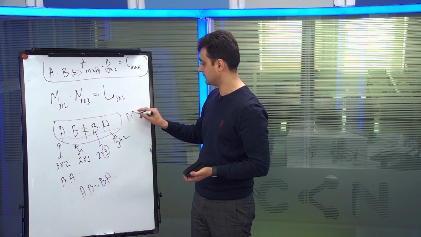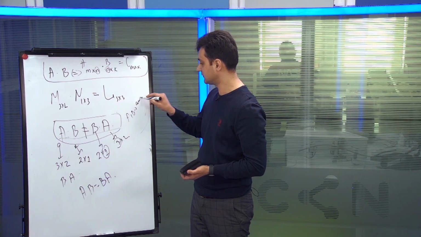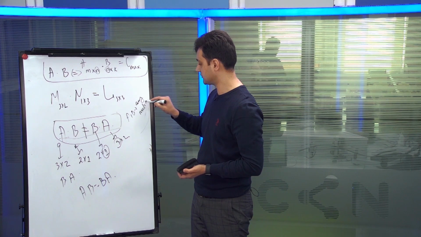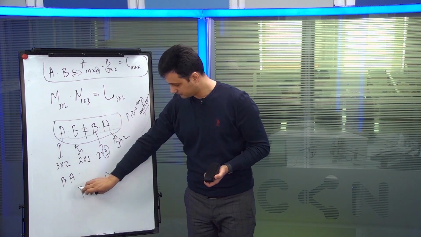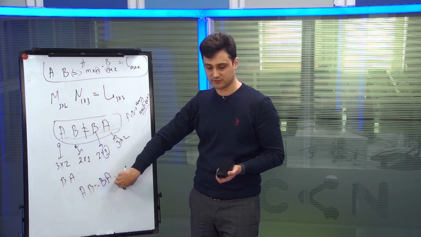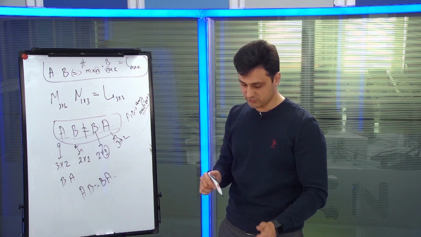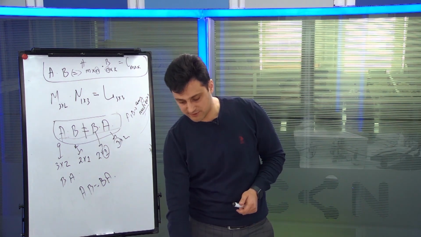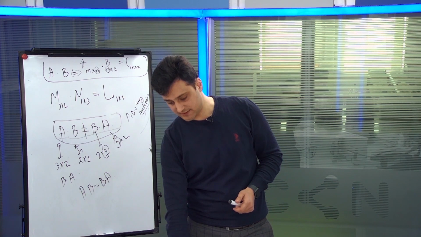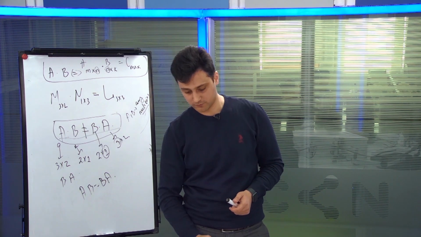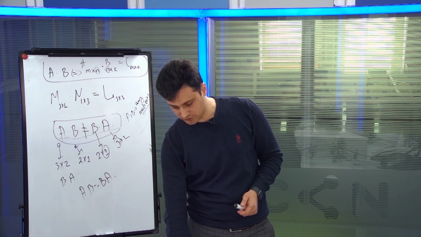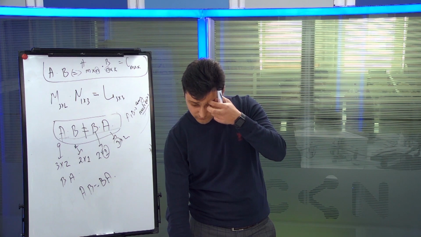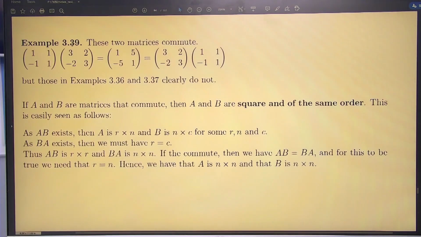If A and B are any matrices, we have the general condition. But we have some special cases where AB equals BA. We say that these two matrices are commuting matrices. So A and B are matrices such that AB is equal to BA, and we say that A and B commute. Note that in general matrices don't commute. So you can see in example 3.39 that these two matrices commute.